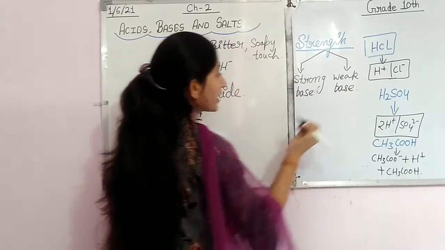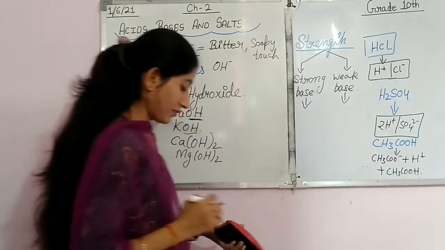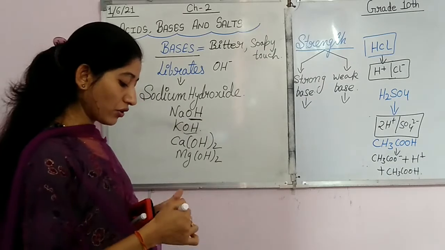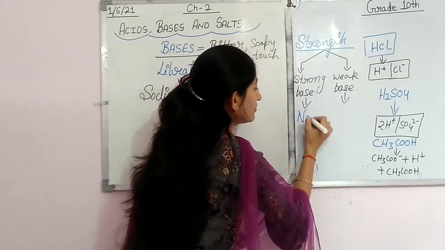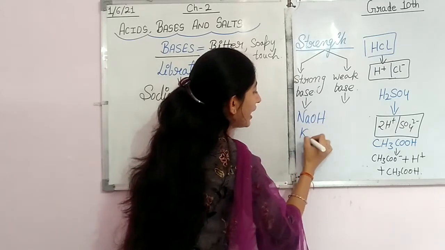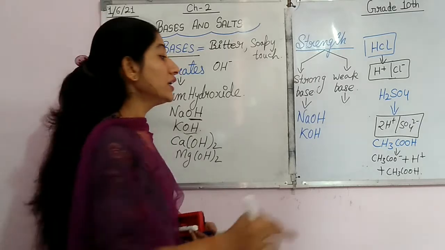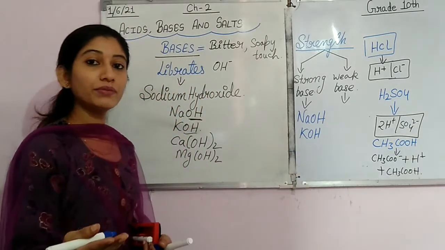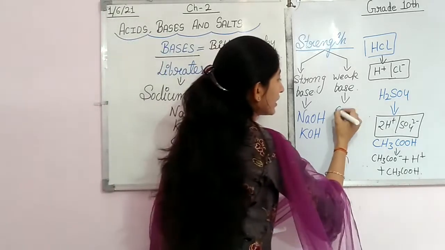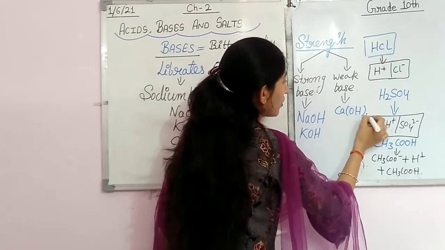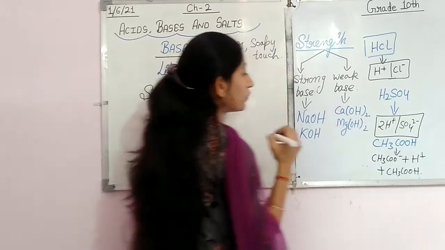Now what are the strong bases? Sodium hydroxide and potassium hydroxide come under the category of strong bases, and the rest of the bases come under the category of weak bases, like calcium hydroxide and magnesium hydroxide.